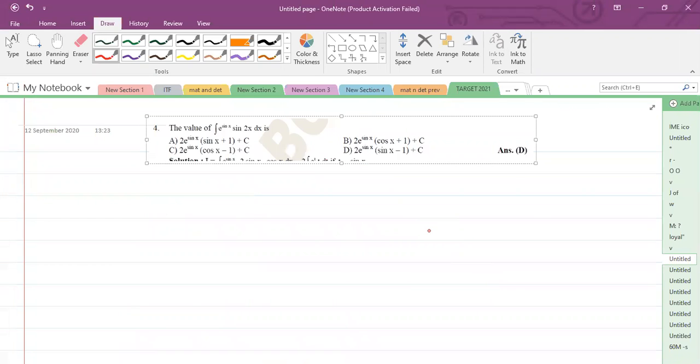Next, this is a problem on integration. These all questions are 2020 questions, CET 2020.